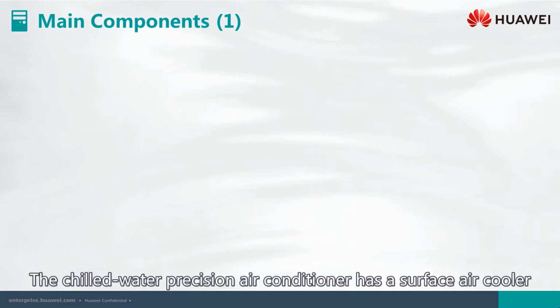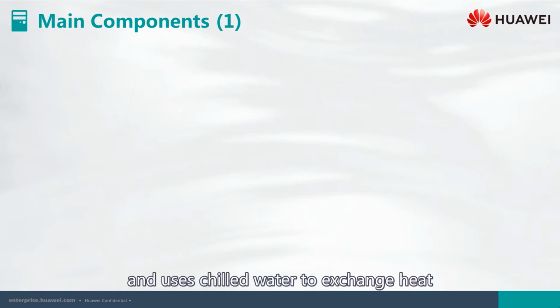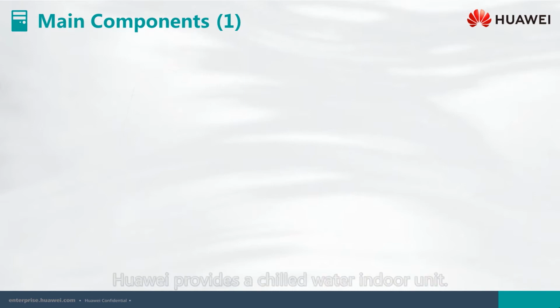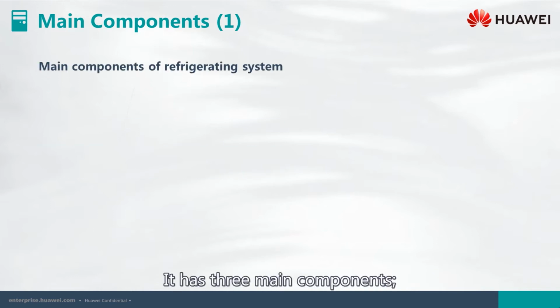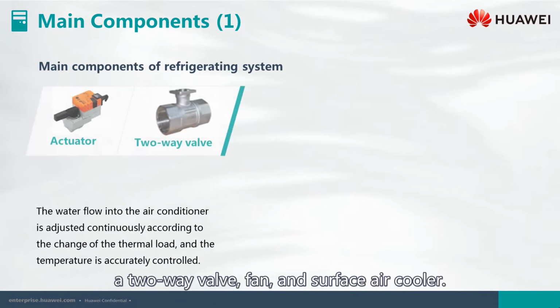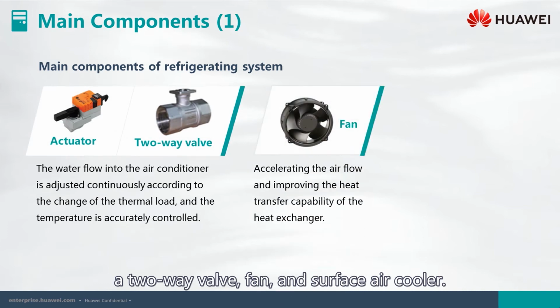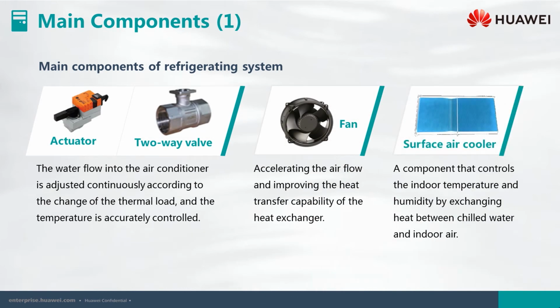The Chilled Water Precision Air Conditioner has a surface air cooler and uses chilled water to exchange heat between the chilled water and indoor air. Huawei provides a chilled water indoor unit. It has three main components: a two-way valve, fan, and surface air cooler.